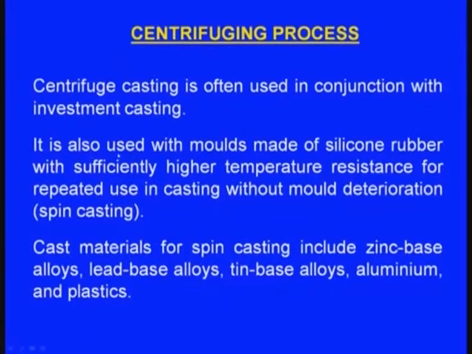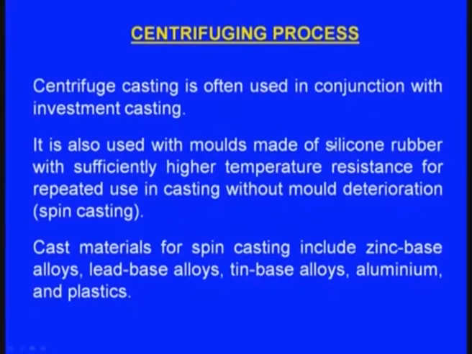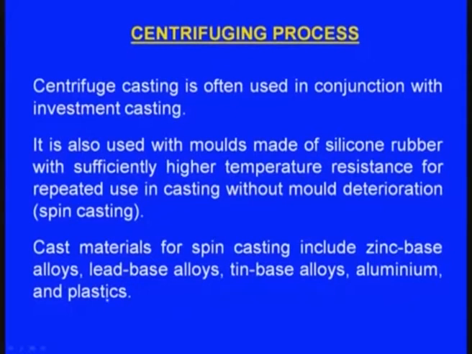It is also used with molds made up of silicone rubber with sufficiently higher temperature resistance for repeated use in casting without mold deterioration. This process is known as spin casting; it is the same thing, but here the molds are made up of silicone rubber. In such a case we call it spin casting. Cast materials for spin casting include zinc base alloys, lead base alloys, tin base alloys, aluminum and plastics.